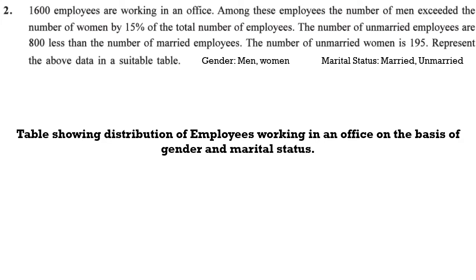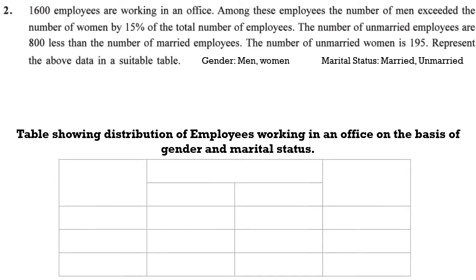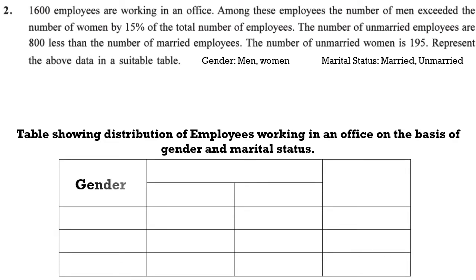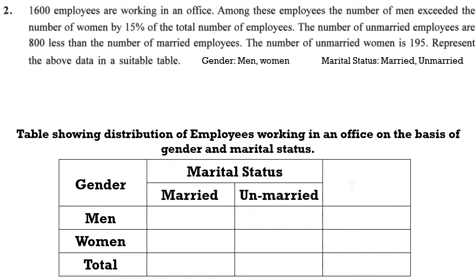Now gender I am going to show vertically, so it will be gender, men, women, total. Horizontally I am going to show marital status, so marital status will have married, unmarried, and the last will be total. So the table will look something like this: gender, men, women, marital status, married, unmarried, total. Okay, and now I have to again start with my question. So fill up the values. The absent values we will fill up using the differences or addition or subtractions.